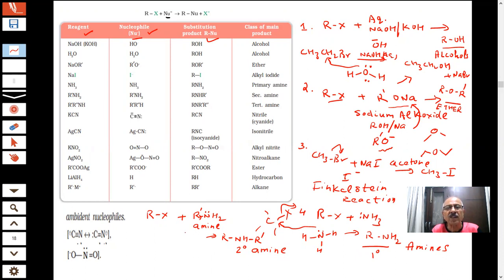These are some of the examples where we are doing reactions. What type of reaction am I studying? Nucleophilic substitution reaction. Do you have any doubt till now? Tell me. Copy it, two minutes. Questions are coming in the paper.